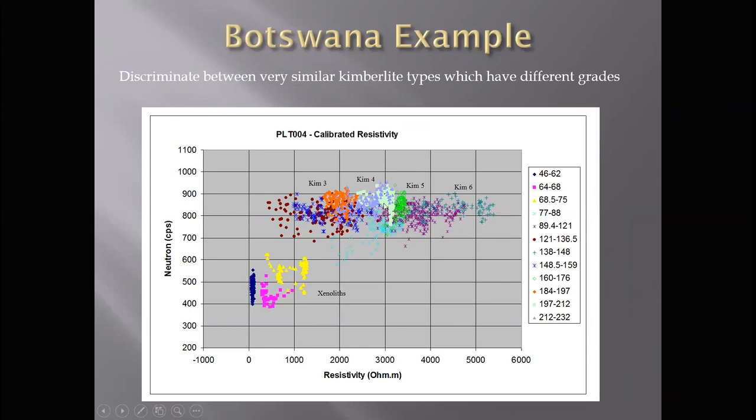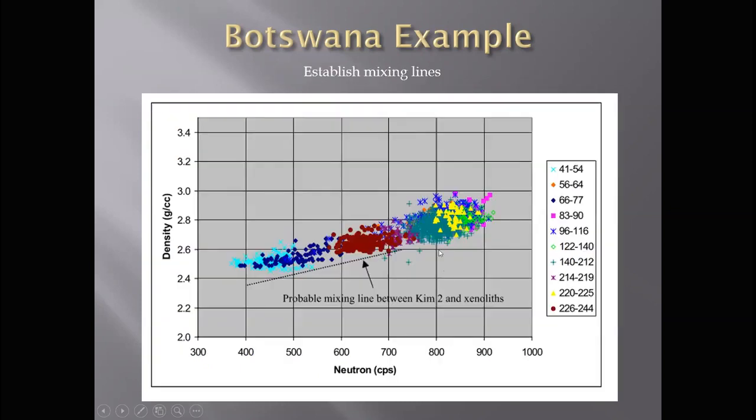And we can then take these graphs and create a mixing line between here and xenoliths over there. So these are mudstones and basalts, and these are sandstones. And we create a mixing line, and we can unmix it. We can say when we have 400 counts per second of neutron, that's 100% basalt. When we have 900 counts per second neutron, that's 100% of this kimberlite, and we unmix that. That's how we create those percentages.